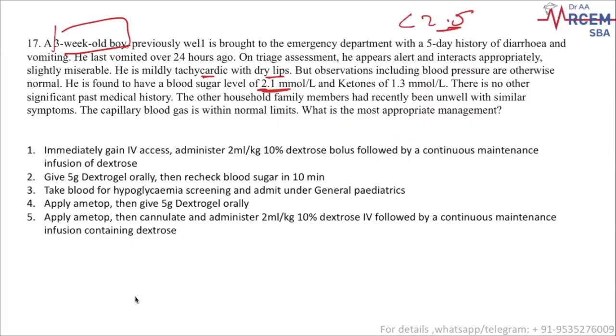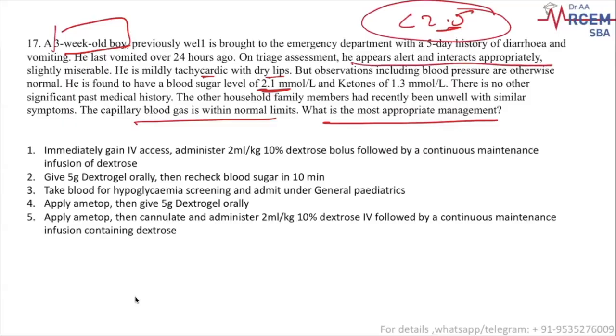There is no other significant past medical history. The other household family members had recently been unwell with similar symptoms. The capillary blood gas is completely normal. What is the most appropriate next step? Treat the hypoglycemia. What is the GCS? This kid is quite interactive, doesn't look abnormal, looks fine for you. So GCS is fine. So you are giving an oral supplement.